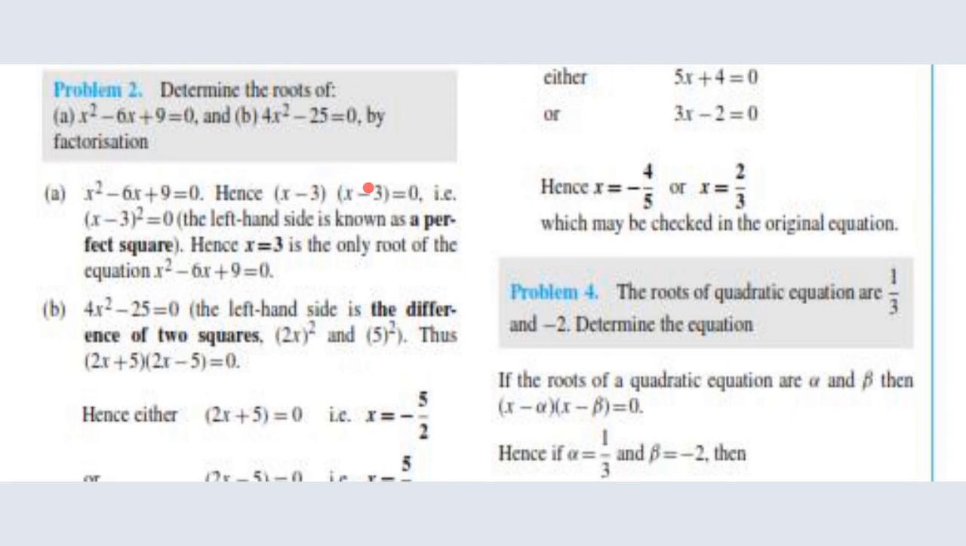So these are slightly a little bit different, okay? The way that the question has been framed: determine the roots of those two particular quadratic equations, x squared minus 6x plus 9 is equals to 0, then 4x squared minus 25 is equals to 0. So basically, the expectation is that you obtain the roots of those particular equations.